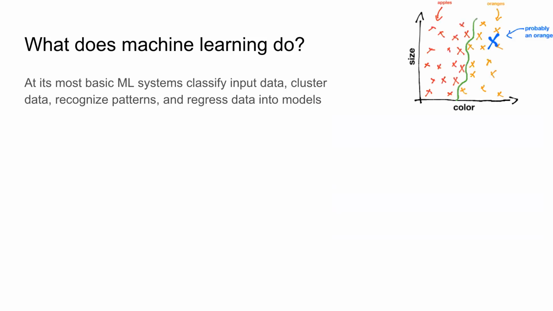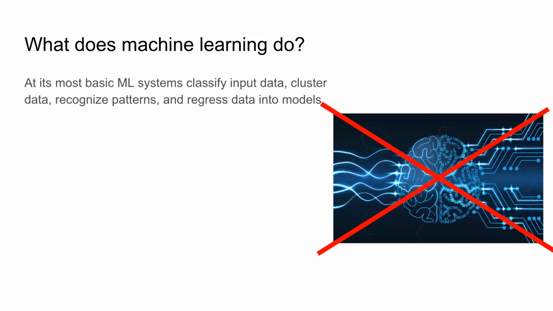I want you to think of this, where we want to know if it's an orange or an apple, and we have 2 dimensions of data. We have size and color, and we're going to get the algorithm to draw that line through the data. That is machine learning. This is not machine learning.